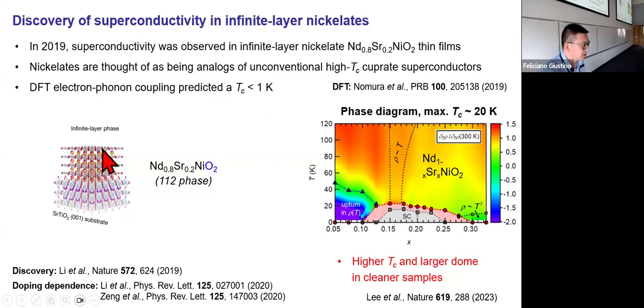So this is the structure of the material, which we call the 112 phase. And the infinite layer structure is here. It's grown on top of a substrate. And here is the experimentally measured phase diagram, and this red curve shows a superconducting dome where the highest TC is around 20 Kelvin. But again, the DFT TC is very low.